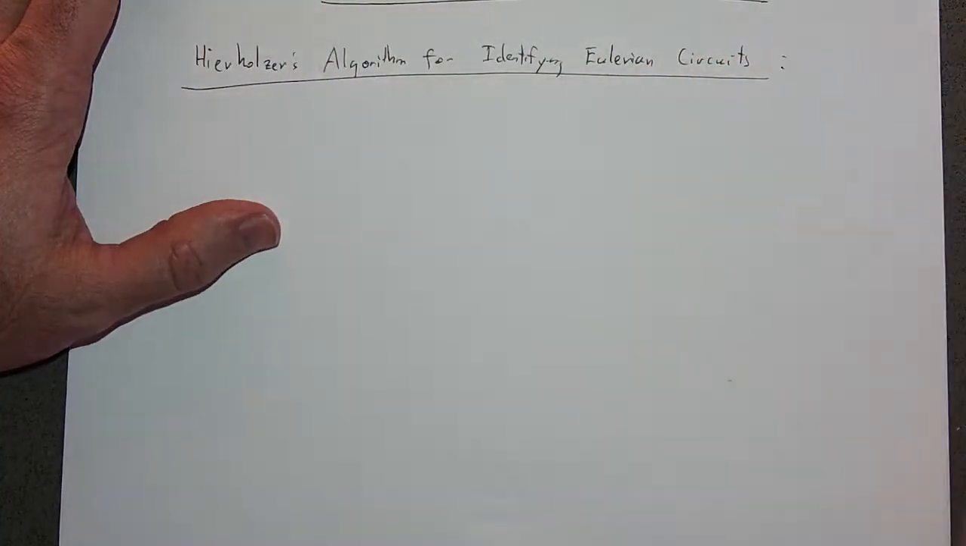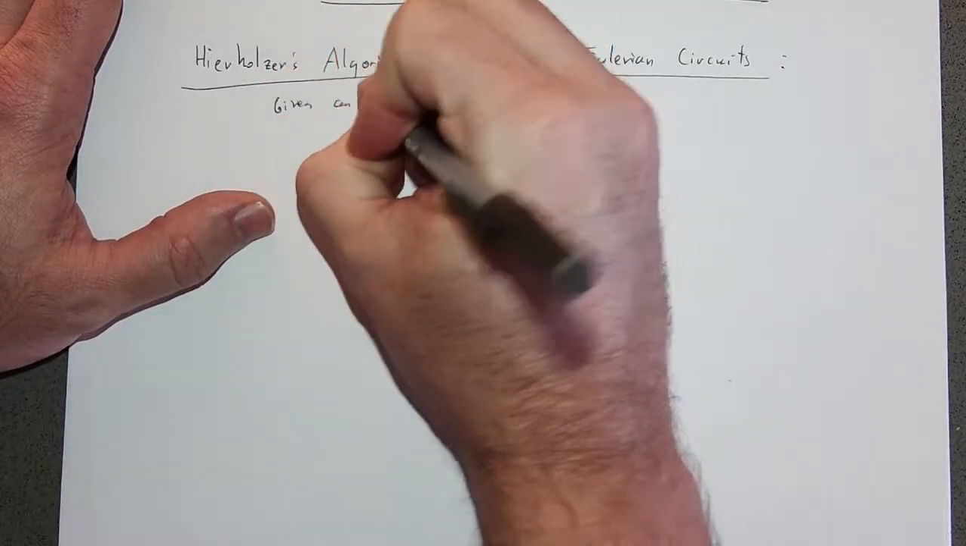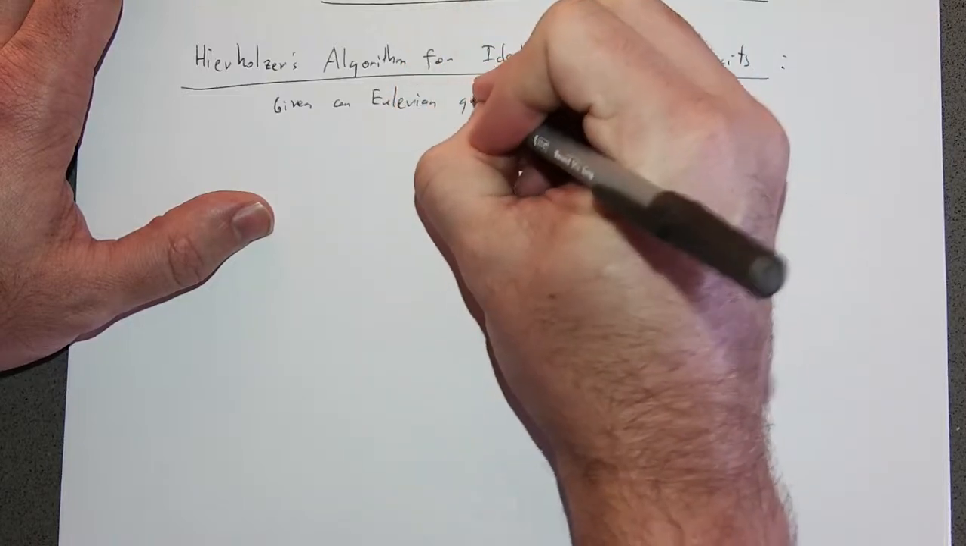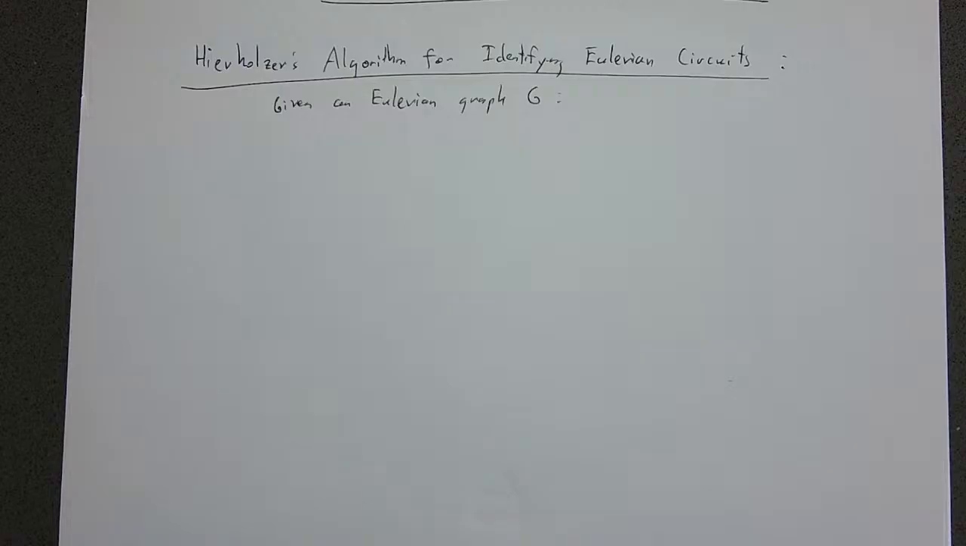So, given an Eulerian graph G, of course, it makes no sense to talk about this problem for a graph that is not Eulerian, where an Eulerian circuit doesn't exist. So here we say at least this graph is Eulerian.